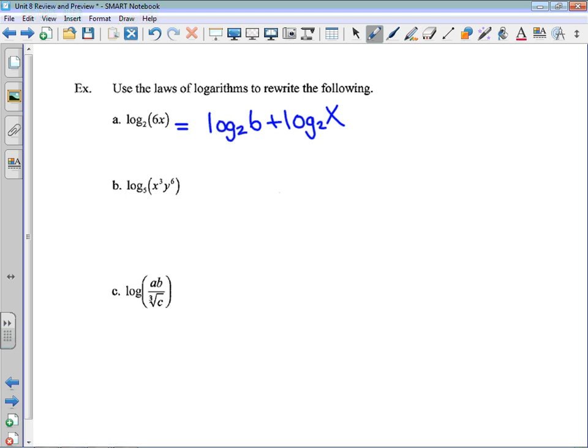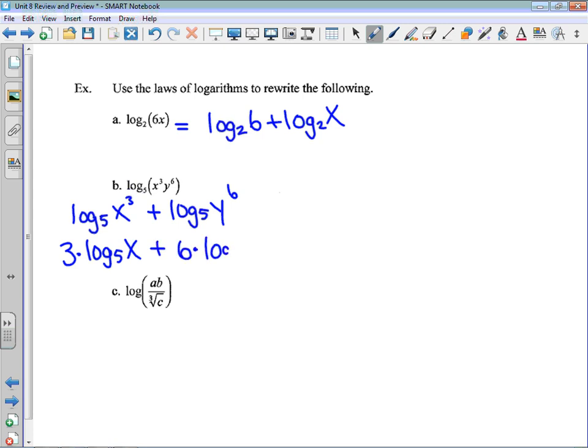Similar to that, in B there's actually a couple different ways of doing it. I'm going to do both of them here. Most students would immediately split the argument into both products. So log base 5 of x cubed plus log base 5 of y to the power of 6. We could then move those exponents as coefficients. So 3 times log base 5 of x plus 6 times log base 5 of y.